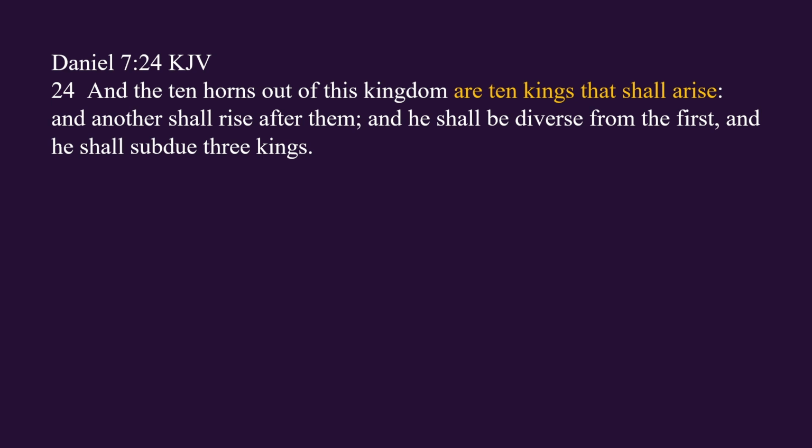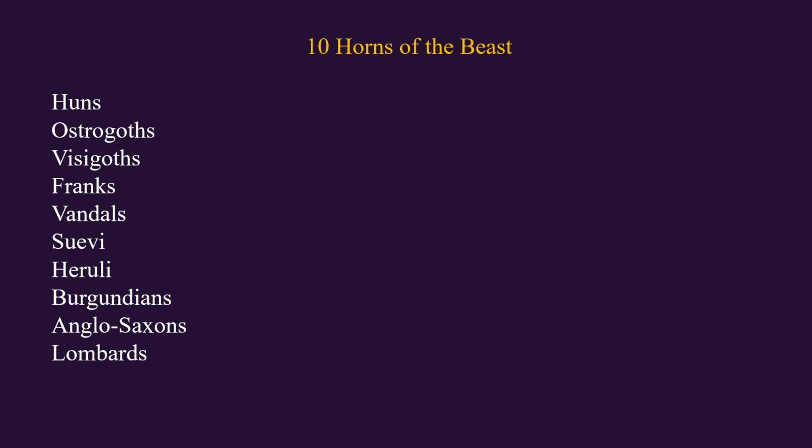These 10 kings, or 10 kingdoms, are the following. They are the Huns, the Ostrogoths, the Visigoths, the Franks, the Vandals, the Suevi, the Heruli, the Burgundians, the Anglo-Saxons, and the Lombards. These are the barbarian tribes that would invade the Roman Empire. 3 of these tribes would be plucked up by that little horn power. And being plucked up by the roots means that they would cease to exist. Which three of these tribes were plucked up by this little horn power, or the beast?